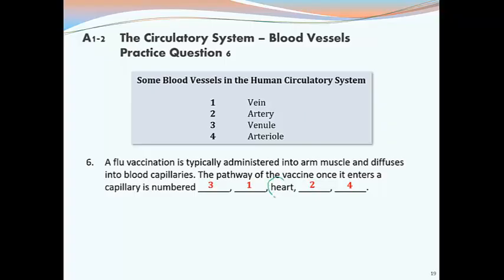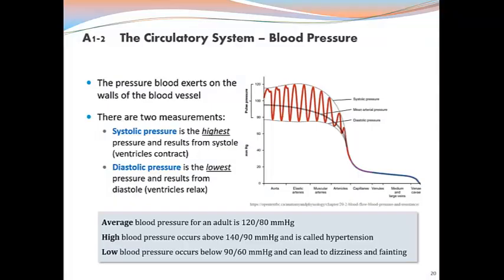So once again, here's the heart. It's going to go from capillaries to venule, venules to vein, then the heart does its thing, including the pulmonary circuit, and then once it leaves the heart through the arteries, 2, then 4, this cycle would continue because then we have the capillaries and back like this. So 3, 1 heart, 2, 4 capillaries, 3, 1 heart, 2, 4 capillaries. It continues on accordingly. Okay, you guys.